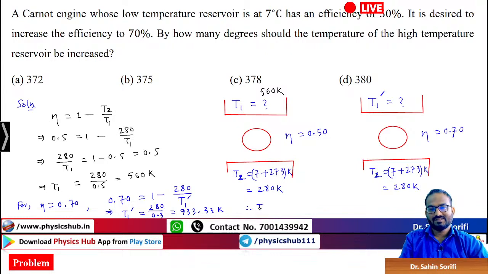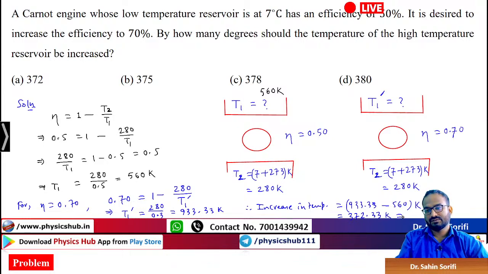So you know, change in 1 Kelvin is equals to change in 1 degree. So increase in temperature equals to 933.33 Kelvin minus 560 Kelvin. This is 373.33 Kelvin, and this is also equals to the same change in temperature.